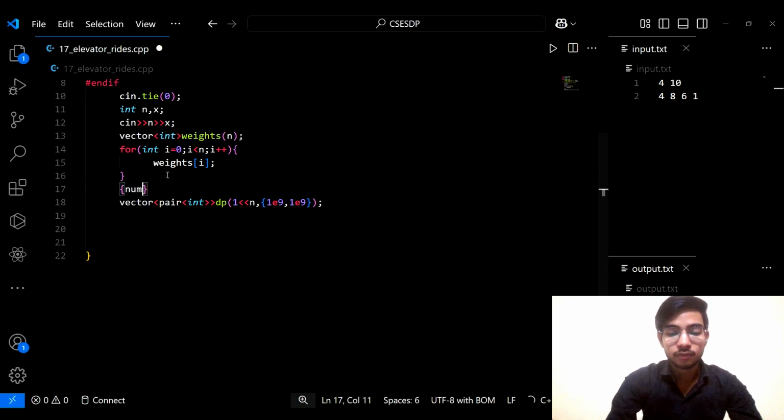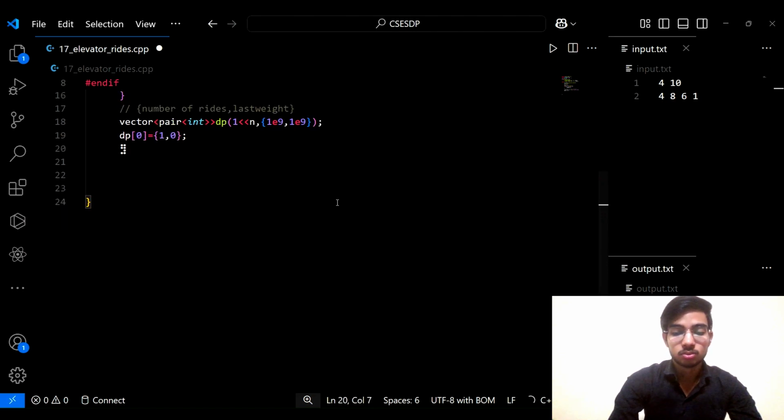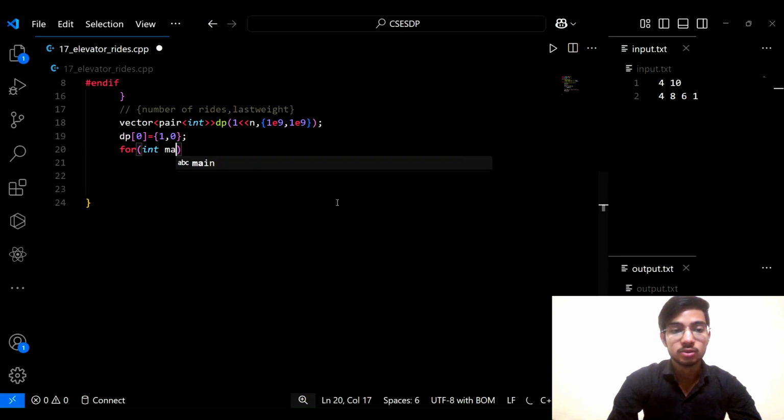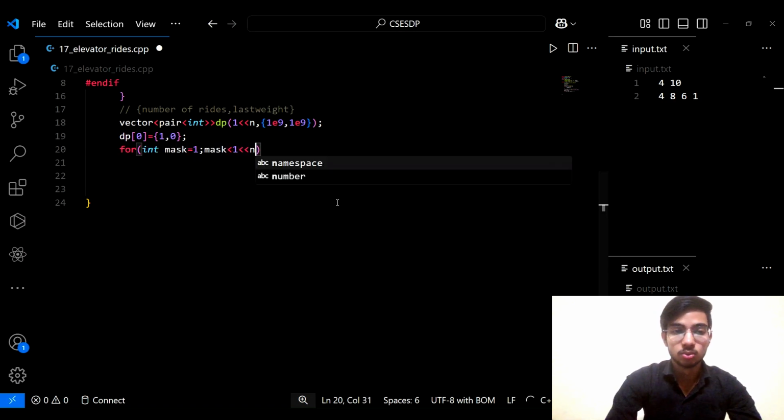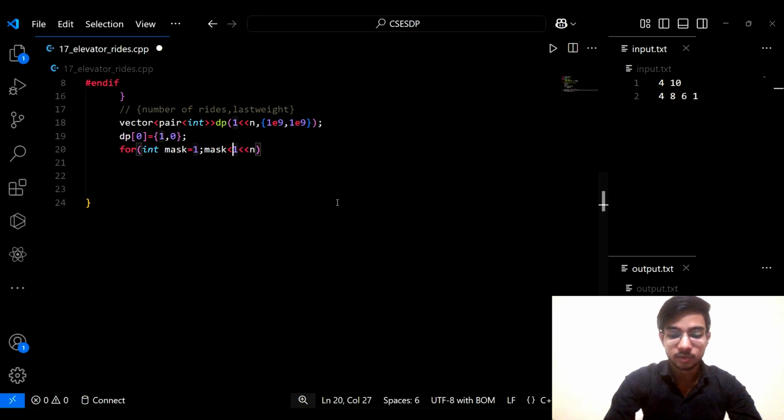DP dot first represents the number of lifts, and the second denotes the last weight, right? Now dp of 0 is equal to number of lifts 1 and the last weight is 0. This is our base case. Next we have to traverse for all mask equals to 1, mask less than 1 left shift of n, right?